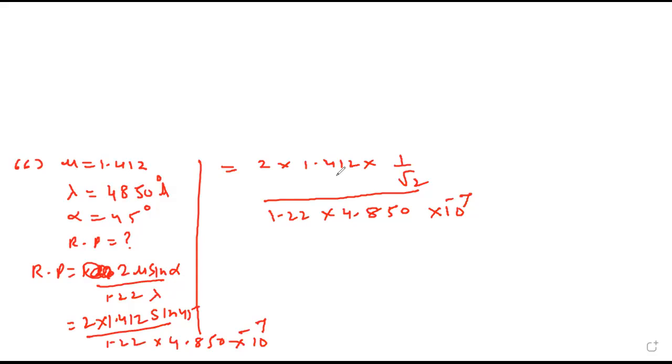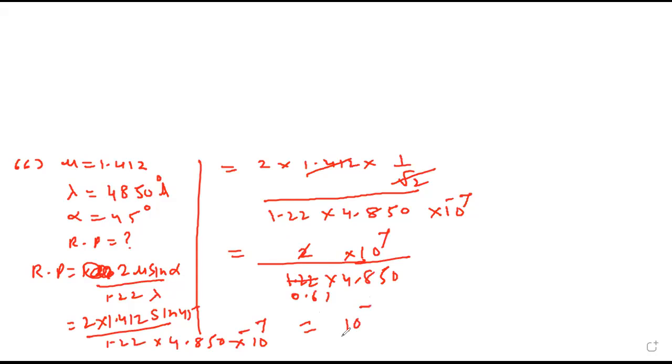See, 1.414 is like root 2, so I can cancel this. It is the same as root 2, no? So I have cancelled this. So I get 2 upon 1.22 into 4.850 into 10 raised to plus 7. So this is 0.61. So we can write this as 10 raised to plus 7 upon 0.6 into 4.850.